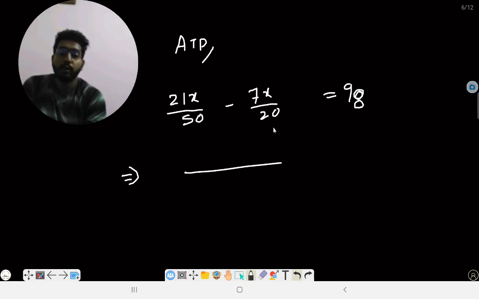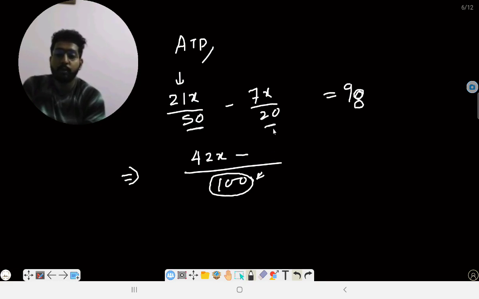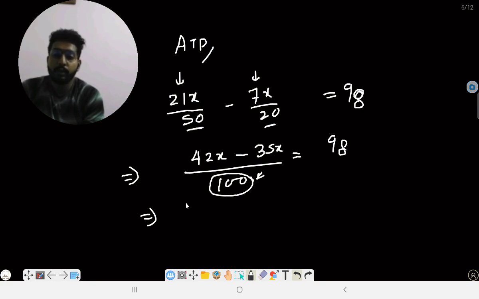Now solve this one. 50 and 20, LCM will be 100. So 100 divided by 50 will be 2, and 2 into 21 will be 42x, minus 100 divided by 20, that will be 5, and 5 into 7 will be 35. x equals 98. So 42 minus 35 will be 7x, and 100 will be multiplied here, 98 into 100.